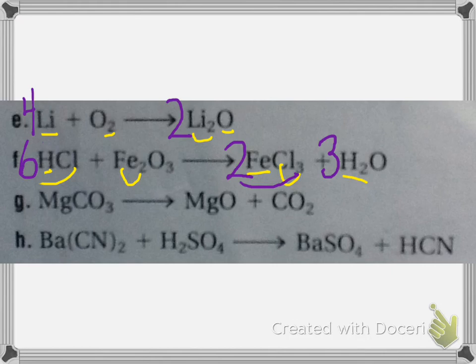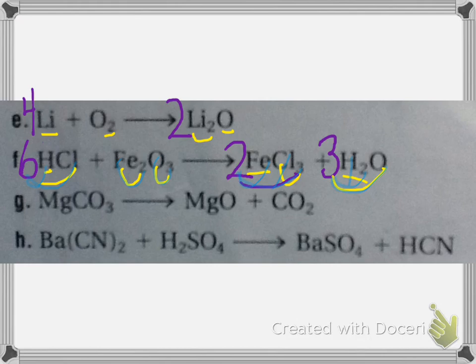So I have 3 oxygens, and I have 3 oxygens. I think I'm balanced, but I'm going to check. 6 hydrogens, 3 times 2, 6 hydrogens. 6 chlorines, 2 times 3, 6 chlorines. 2 irons, 2 irons. 3 oxygen, 3 oxygen. This is properly balanced.